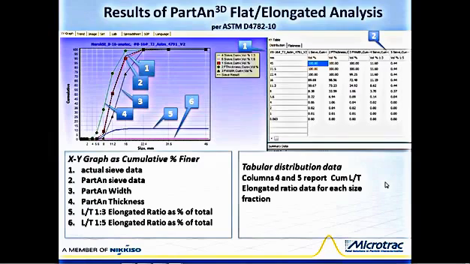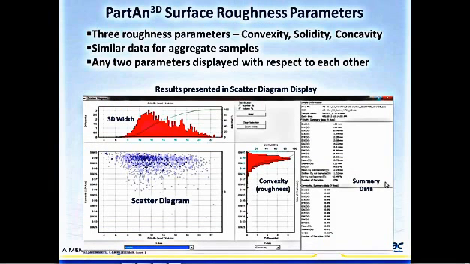Any ratio can be chosen and reported: length over width, width over thickness, and length over thickness. On the table to the right, columns 4 and 5 display these two length over thickness ratio percent by size fraction. Any ratio can be chosen, including the sometimes used 1:2 ratio.